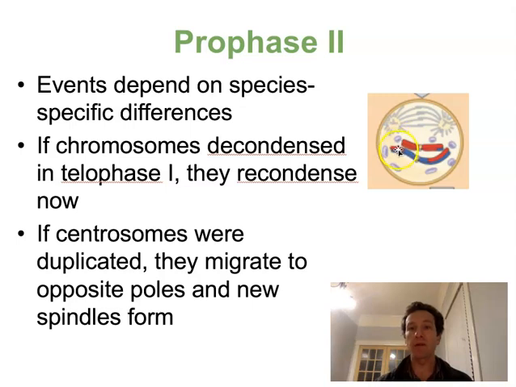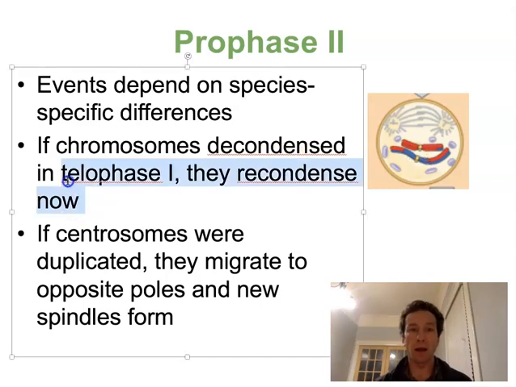Similarly, if the chromosomes had decondensed in telophase I of meiosis, then they would need to recondense into meiotic chromosomes during prophase II. But if they stayed in this condensed form at the end of telophase I, then they could simply go on and continue the process of meiosis without needing to recondense. And this is not a difference that I'm especially concerned about.